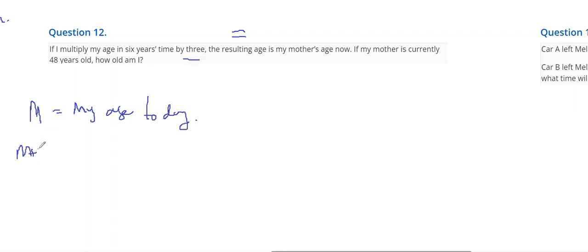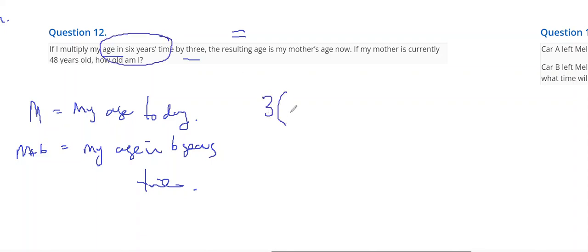So M plus 6 is my age in 6 years' time. So I multiply my age in 6 years' time by 3. So 3 times (M plus 6) will be my age in 6 years' time multiplied by 3. And it's equal to my mother's age now, and my mum's age is 48. So 3 lots of my age in 6 years' time equals my current mother's age.